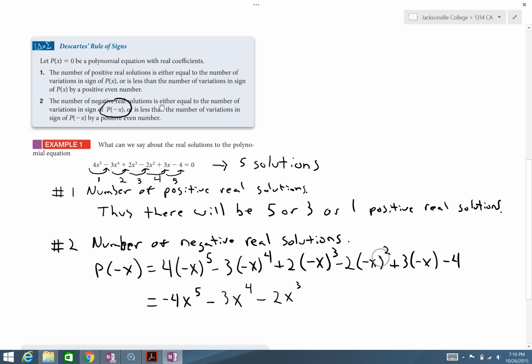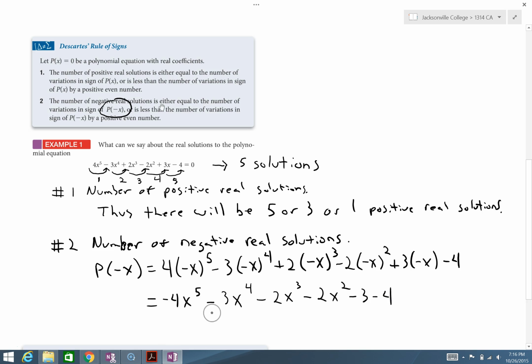Negative x quantity squared becomes x squared, times minus 2 will be a minus 2x squared. 3 times negative x will be a negative 3x. And then minus 4. Alright, now we will look at the number of sign changes.